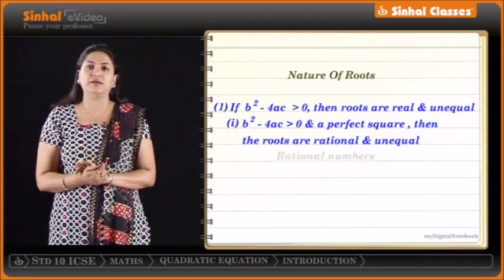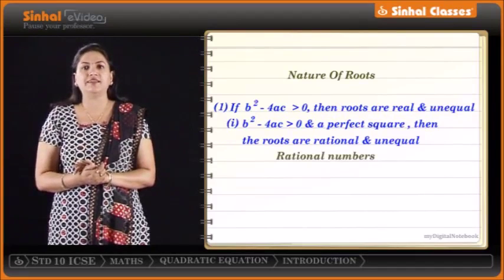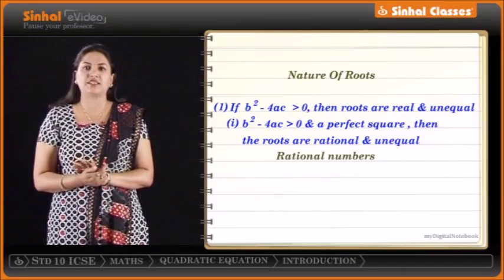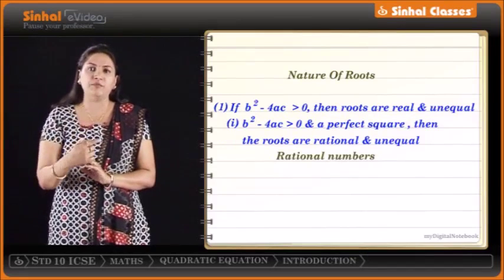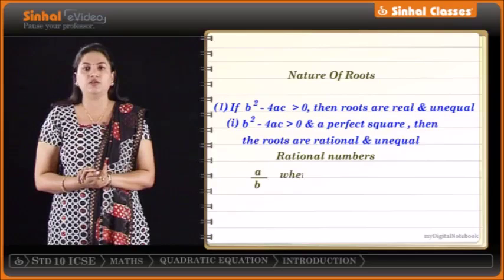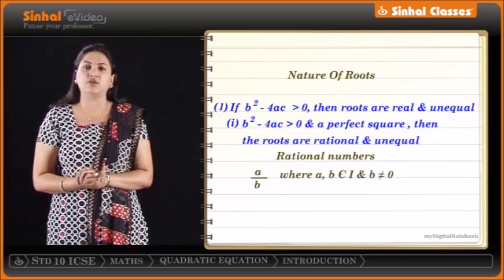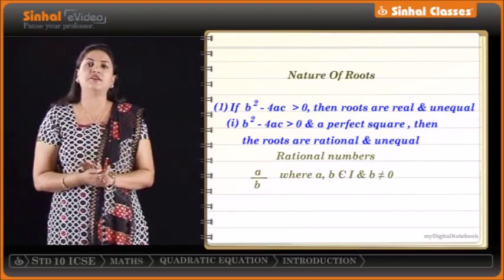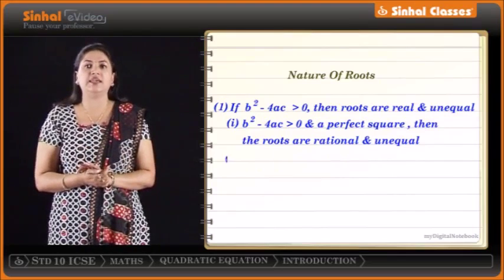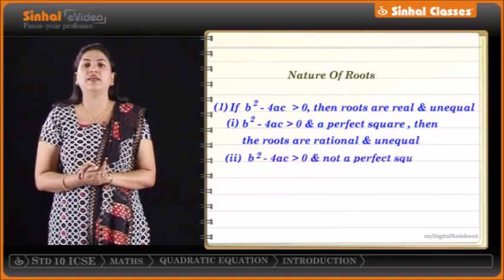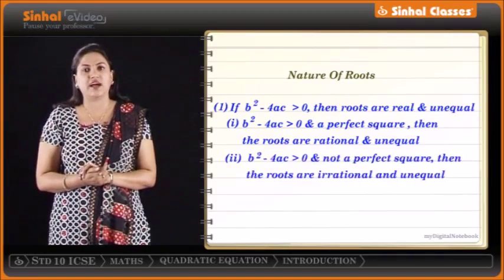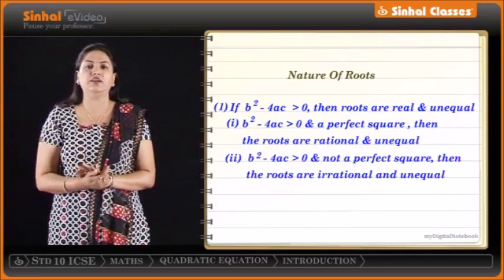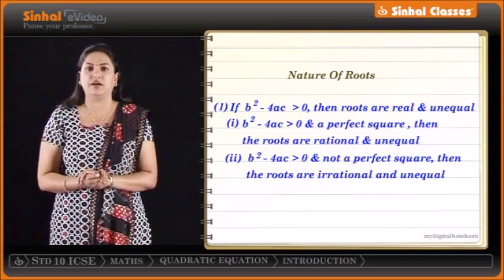Now, what are rational numbers? You remember that? Numbers which can be expressed as a upon b, where a, b belong to integers and b is not 0, are called rational numbers. Now, if b² - 4ac is not a perfect square, then the roots are irrational and unequal. What are irrational numbers? Numbers which are not rationals are called irrational numbers.